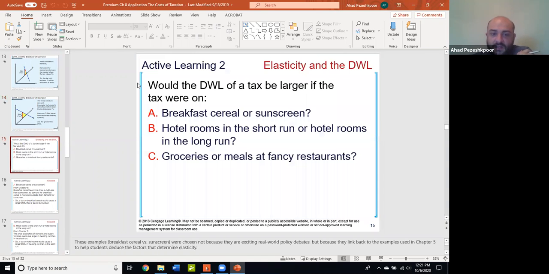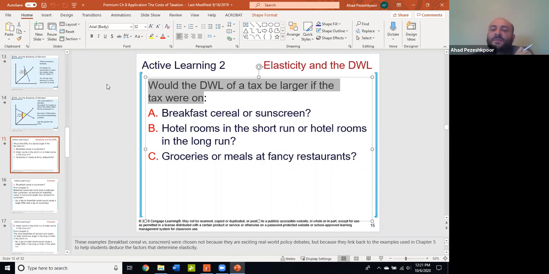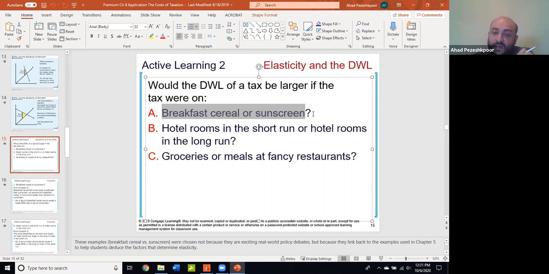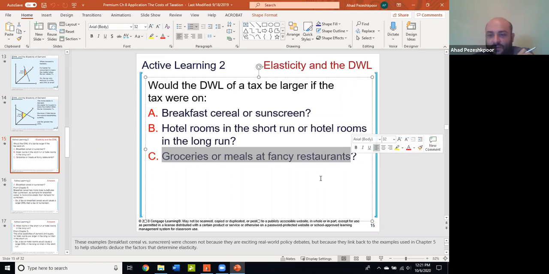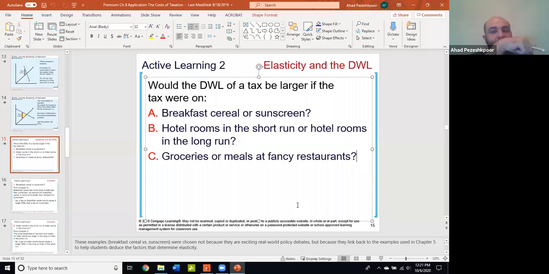Now, this is a very nice question. Would the deadweight loss of a tax be larger if the tax were on breakfast cereal or sunscreen, hotel rooms in the short run or hotel rooms in the long run, groceries or meals at fancy restaurants? We're going to debate. I need you to give me your opinion on each one of them. You have 5 minutes to think about each one of these, and then we're going to talk about it. Please get active.